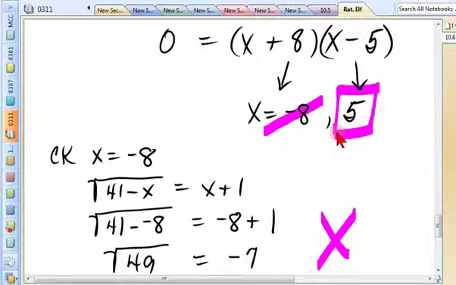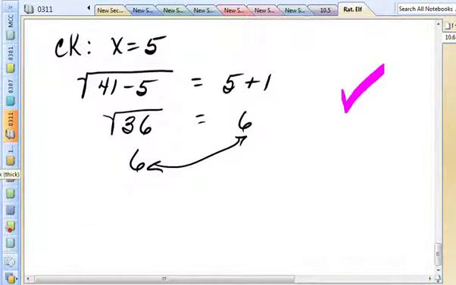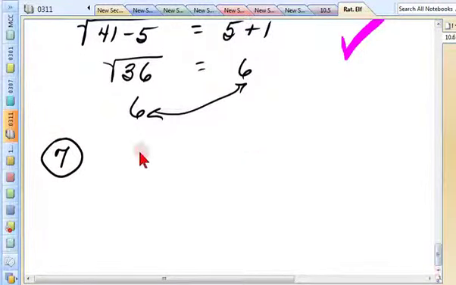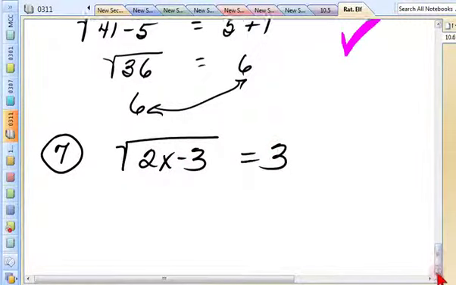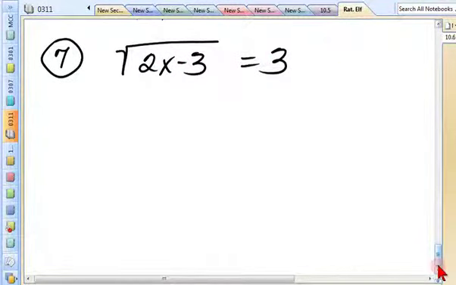I want to hold off on number 6 for a minute. I'm going to put down number 7. Like I said, I'm holding off on 6. 7 is the square root of 2x minus 3 is equal to 3. And I would like you to solve it, and I'll pause the recording.